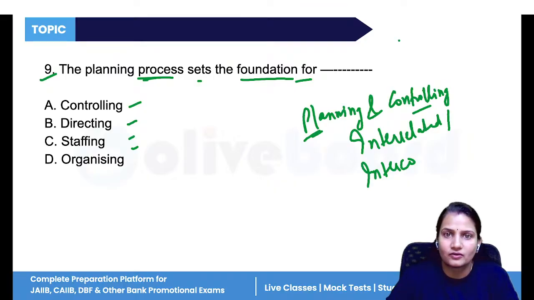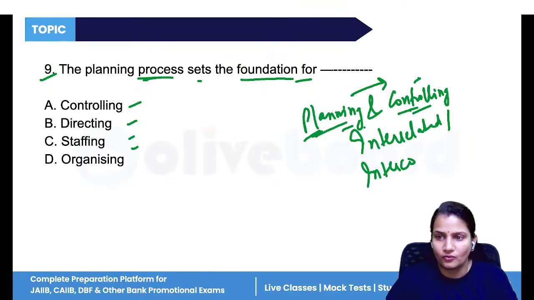Now, what do we do in controlling? The things which we have planned in our company, the goals which we have achieved, the targets which we have achieved, that is the only thing you monitor in controlling. So if there is no planning done, then what will you monitor in controlling? Planning is the base for controlling. And if there is no controlling, then the planning will be a wasteful activity.